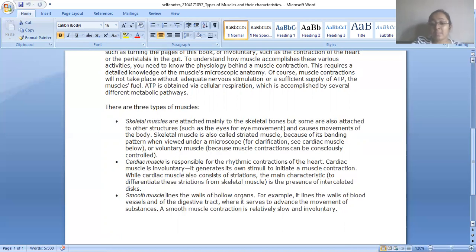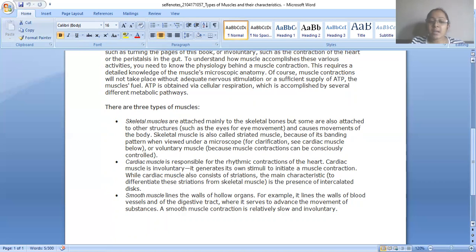So there is a rhythmic contraction of the heart. Cardiac muscle is involuntary. It generates its own stimulus. It doesn't need any input from thinking or something like that. It does have its own nervous supply, but it also generates its own stimulus to initiate a muscle contraction.